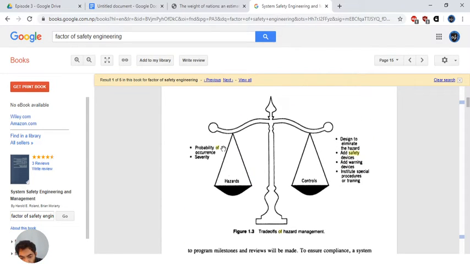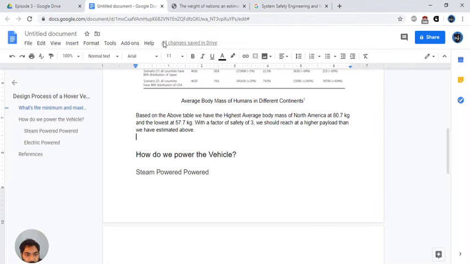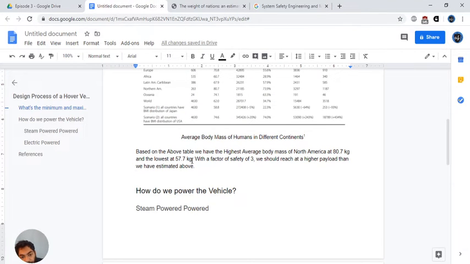So basically what you're trying to do is balance the hazard with the controls. I'm shooting from the hip here. You have your hazard side and you have the control side. What I'm saying is my minimum weight for the payload is 57.7 kg and the maximum 80.7. Say you only want a maximum load, that's for passengers. But if you have a minimum load, what it's going to do is, let's say a hovercraft is a vehicle that's going to power down.